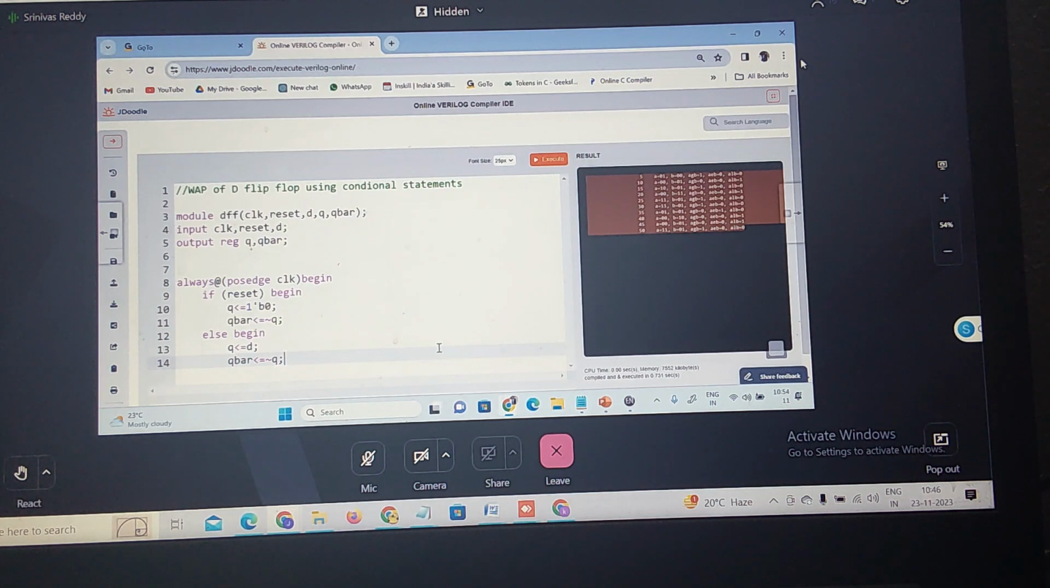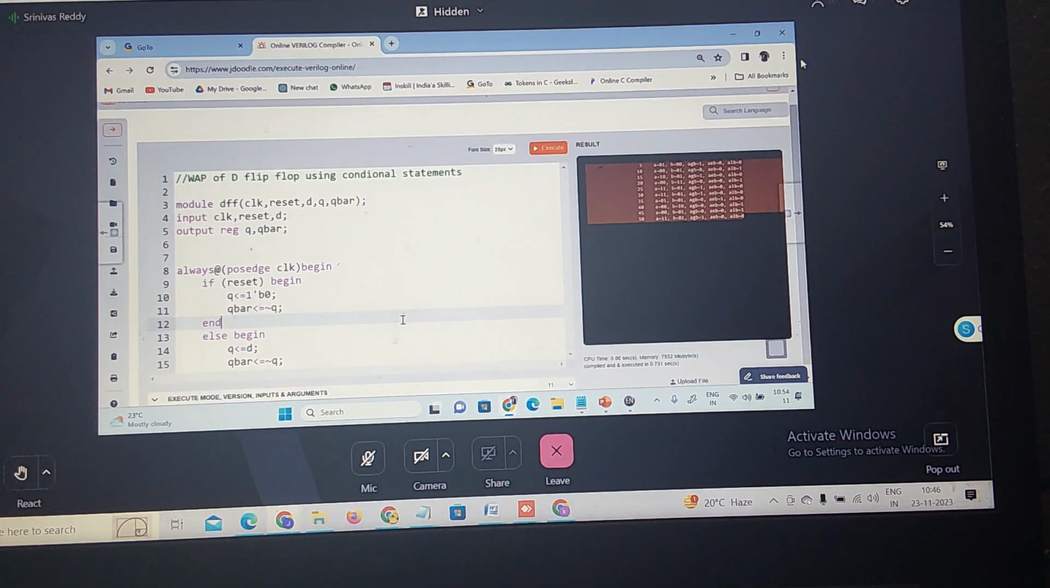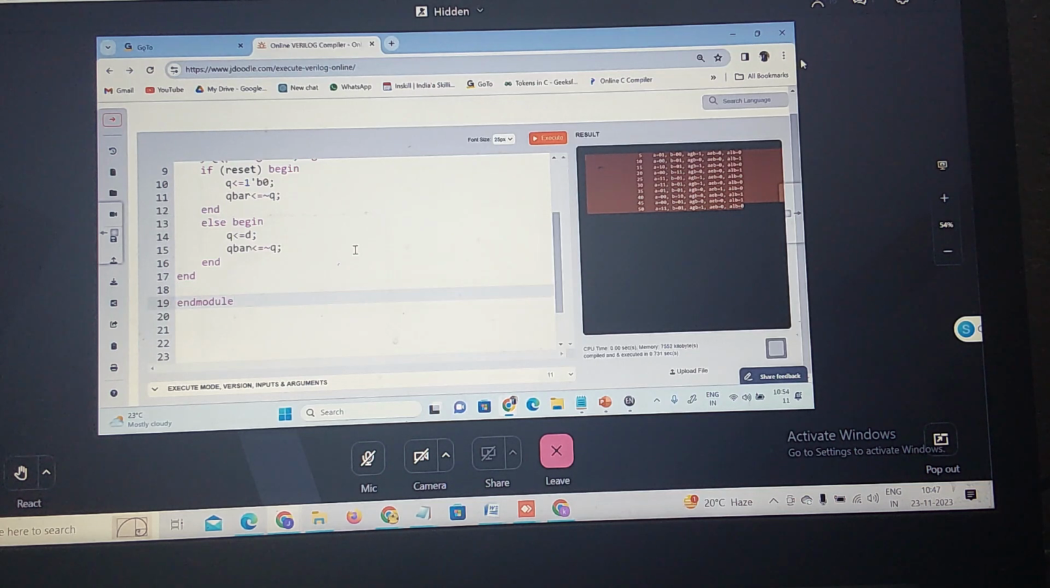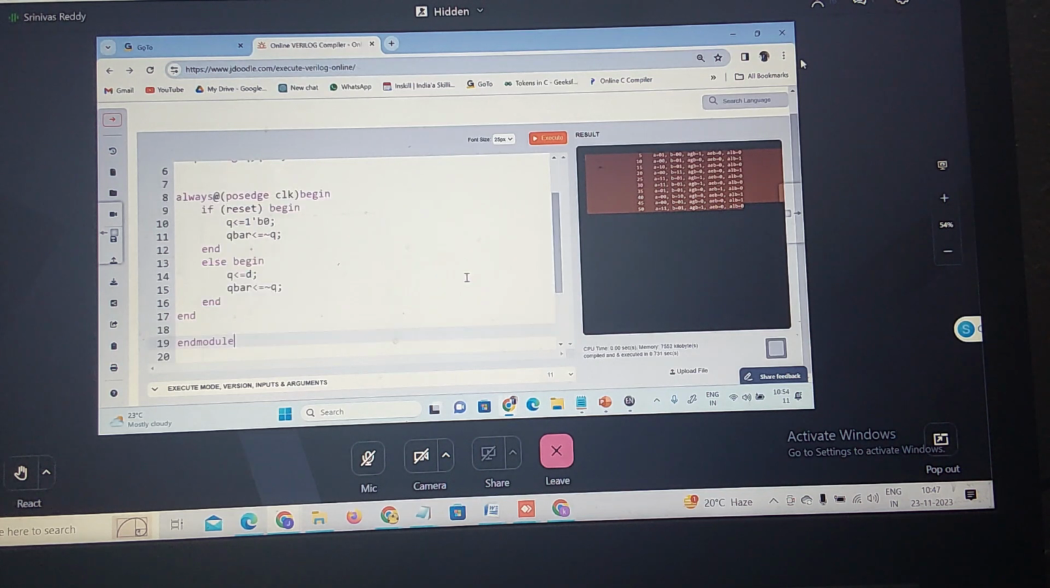So here I will not end this yet, right? Multiple statements are there, so I need to end the if block. Then here is my else body. The else body also has multiple statements, so I should group it with end. Correct? We are done with this program. Then what do I need to do? End the always block, then end the module. Did you understand? Now let us run this for syntax errors.